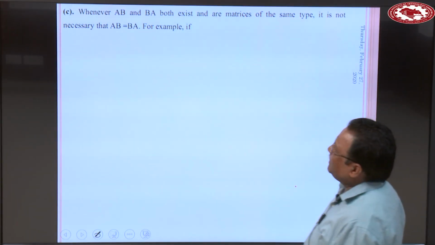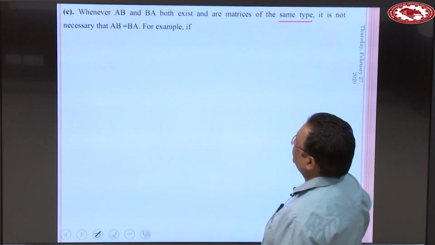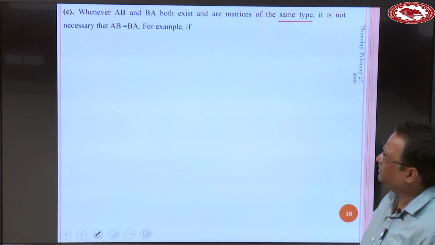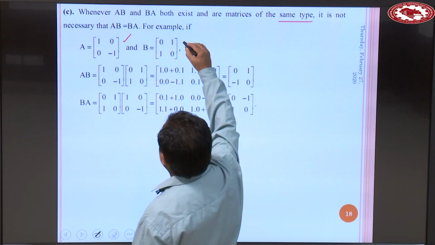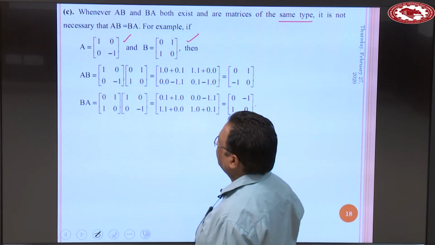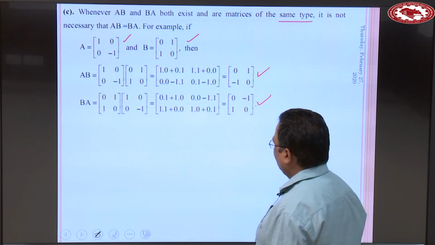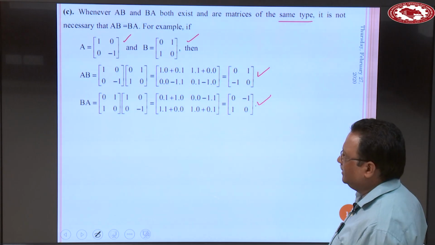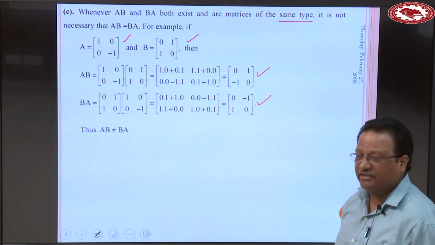Now, whenever AB and BA both exist and are matrices of the same type, it is not necessary that AB is equal to BA. For example, if A is [1 0; 0 -1] and B is [0 1; 1 0], then AB is [0 1; -1 0] and BA is [0 -1; 1 0]. Same size, clear, but AB is not equal to BA. So these are a few very important remarks.